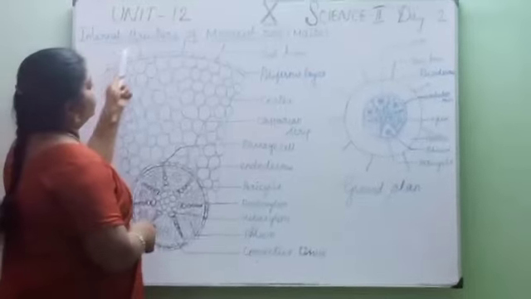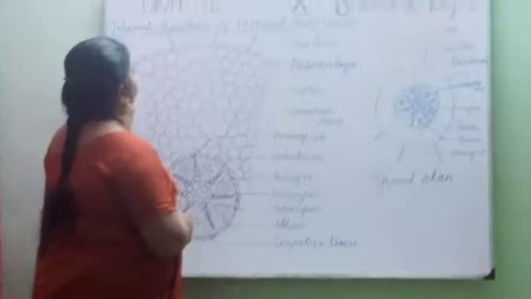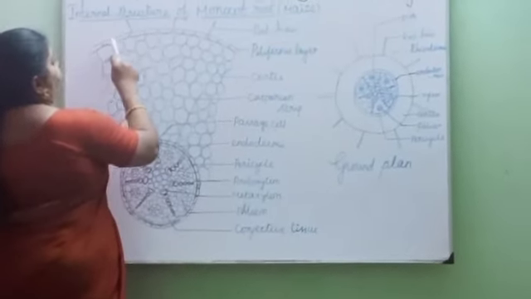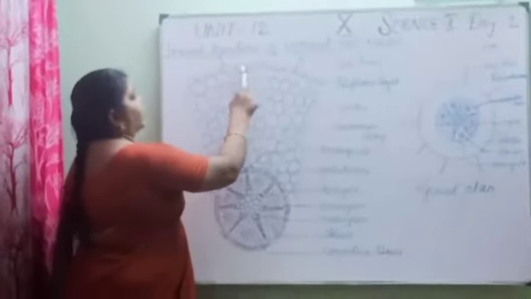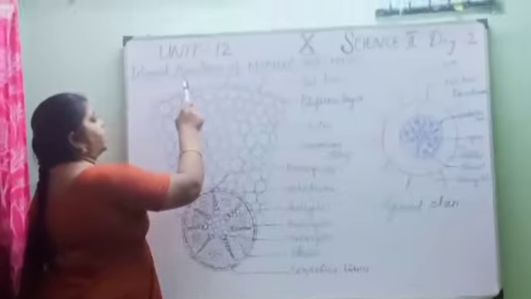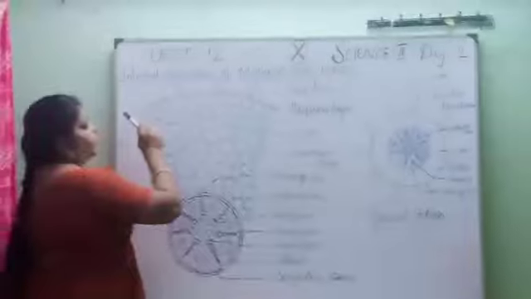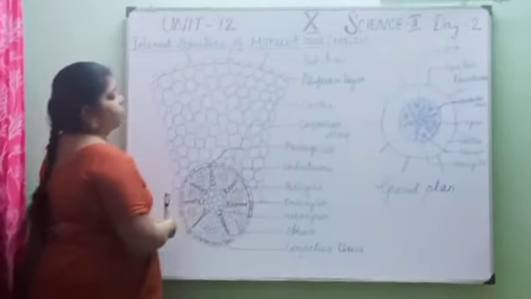First one is epiblema or rhizodermis. Rhizodermis is the outermost layer of the root. It is made up of thin-walled parenchymatous tissue, a single layer. Cuticle and stomata are absent. The root hairs help in absorption of water and minerals. The main function of rhizodermis is to protect the inner tissue.